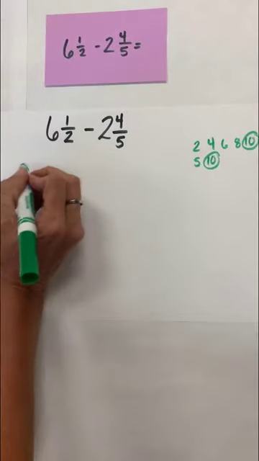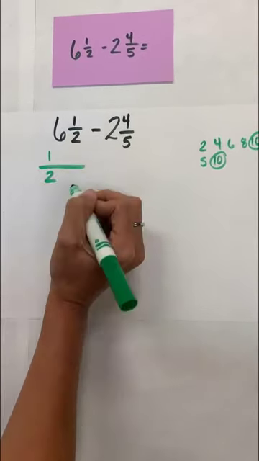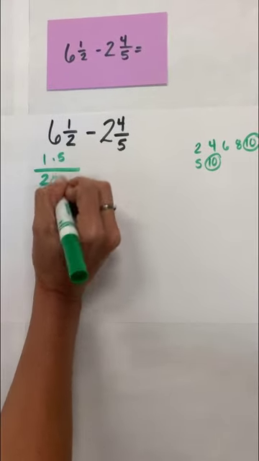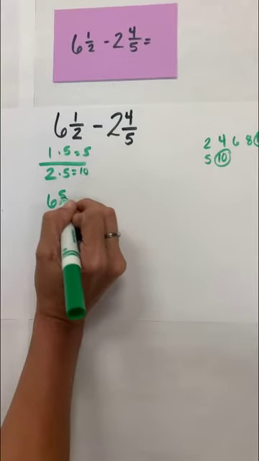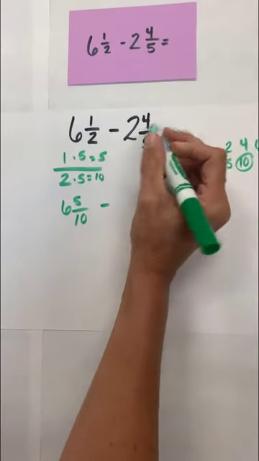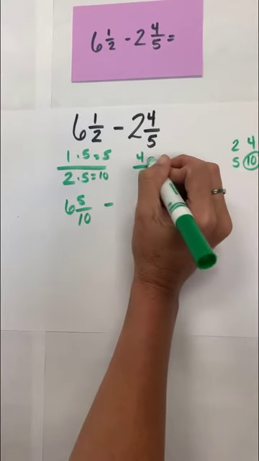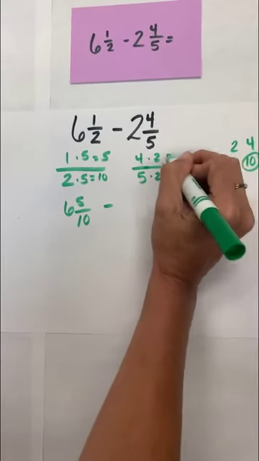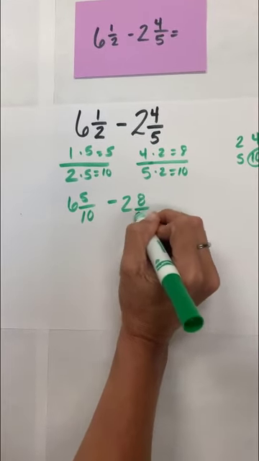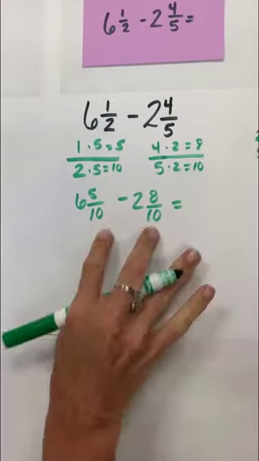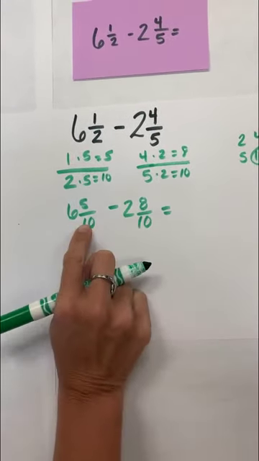All right, so now I'm going to get equivalent fractions for 1/2, and I'm going to multiply by 5. And that gives me 5/10, so 6 and 5/10. Minus, I'm going to get an equivalent fraction for 4/5 by multiplying by 2, which is going to give me 8/10. So 2 and 8/10. Now I have my common denominator, but I noticed that I cannot take 8/10 from 5/10.